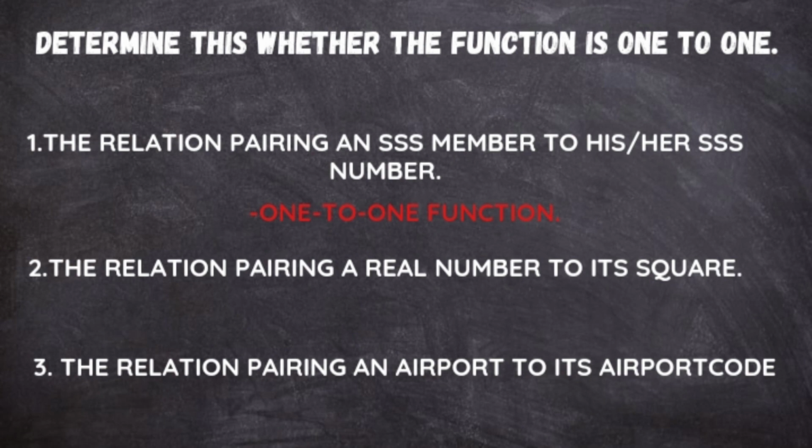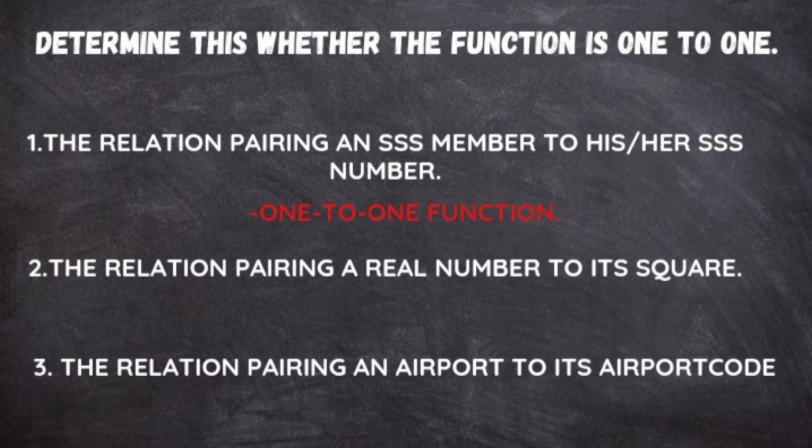The function pairing an SSS member to their SSS number is likely one-to-one, assuming each member has a unique SSS number. One-to-one means each input, which is the member, corresponds to a unique output, which is the SSS number, and vice versa. So the answer is one-to-one function.